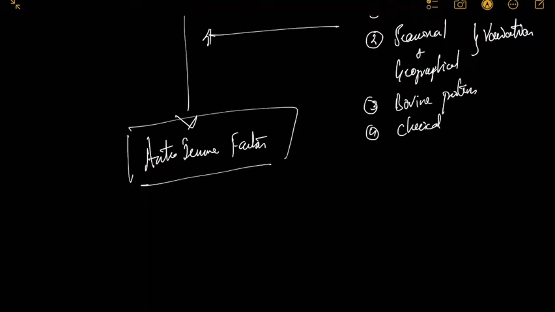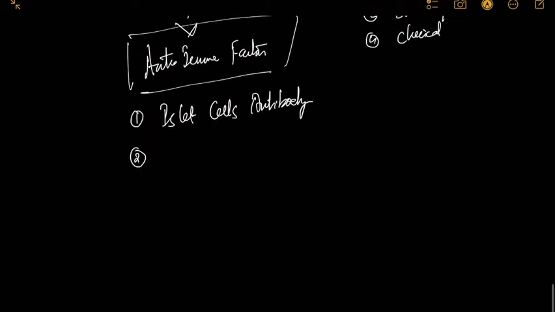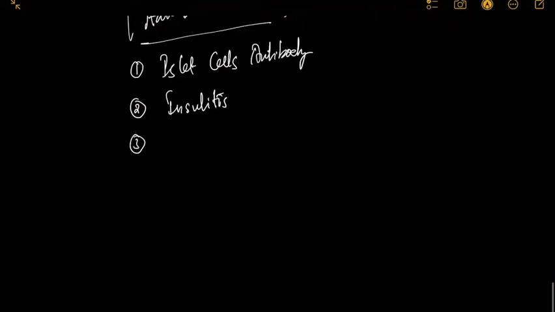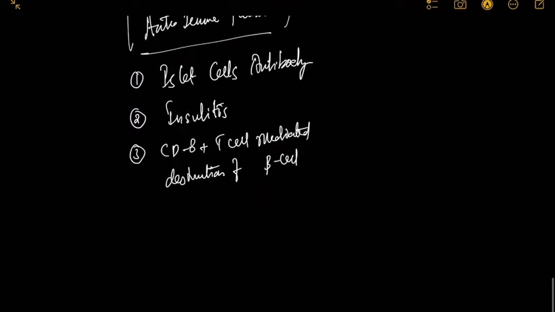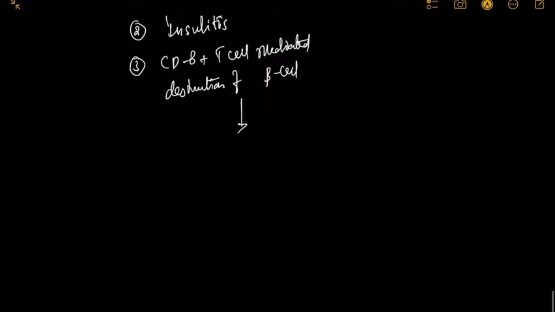Now, which could be islet cell antibodies, or insulitis, or CD8 plus T cell mediated destruction of the beta cells of the pancreas. And all of these three conditions lead to type 1 DM. So that was about type 1 diabetes mellitus.